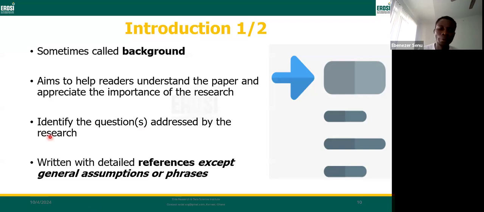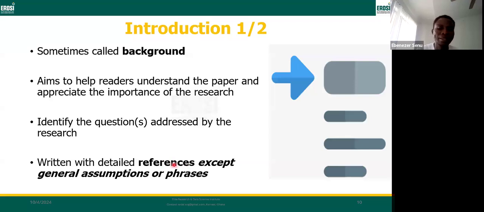You have to take note that it is written with detailed references, except general assumptions or phrases. So it means that we cannot start writing a background without having a computer, without having the internet, without knowing how to use a reference manager. Because we need to reference every bit of information we are going to put there. If you've said that the prevalence of candidiasis globally is 1.6 percent, who is saying this? Is it WHO? You reference that, yes, it's WHO that is saying that globally 1.6 percent of people are having candidiasis, or over 2 million people are having it.